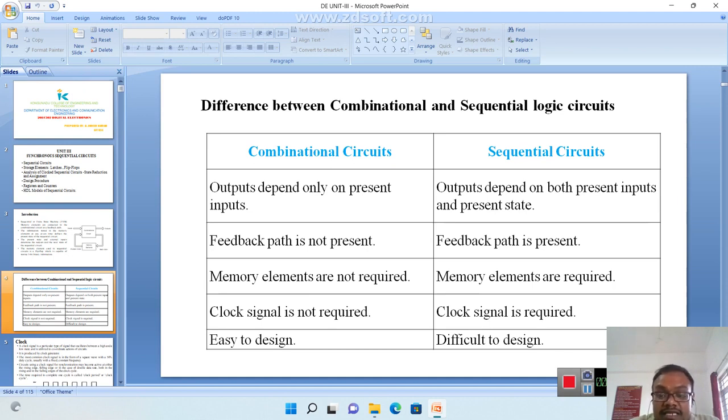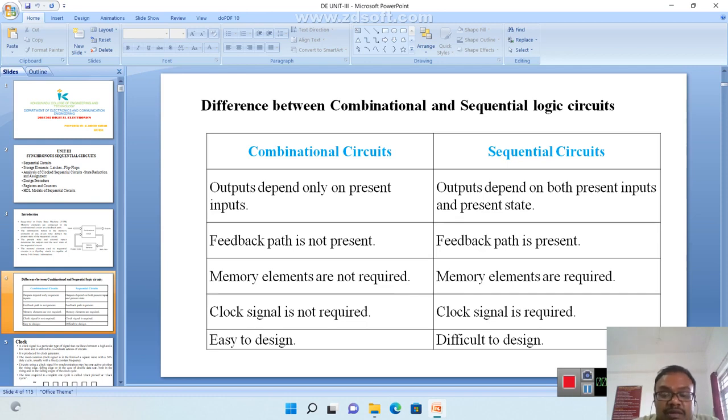The sequential circuit works only under the category of feedback, isn't it? So the feedback path is present. That means the output is connected back to the input. That is called a feedback. Only if you apply feedback will the sequential circuit give an output; otherwise it won't give any output. The third point: memory elements are not required in a combinational circuit because there is no storage. In the sequential circuit, the memory elements are required.